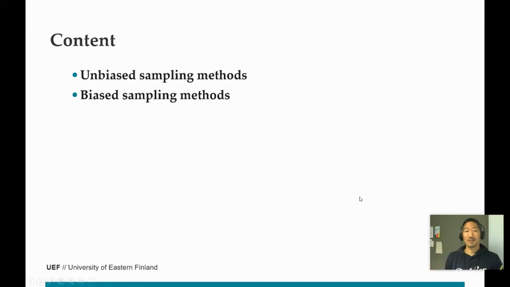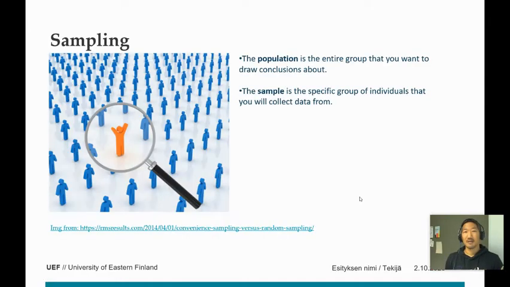In this video, we'll discuss the sampling method, especially unbiased and biased sampling methods. Sampling is really important for your research, so you need to understand what types of sampling method you can use. A sample is what you select from the population, and the population is the entire group that you want to draw conclusions about. But since it's impossible to reach all the population and collect data from them, we need to pick a certain sample. The sample is a specific group of individuals that you will collect the data from.